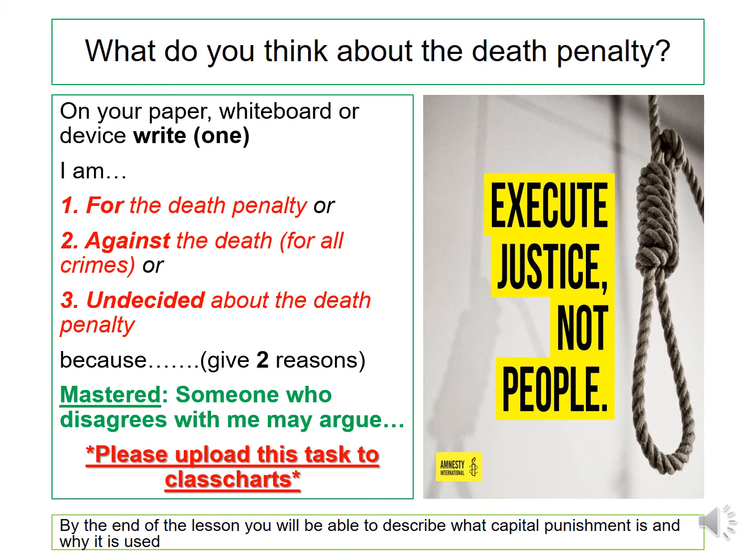So on your paper, whiteboard or device, you are going to follow the correct sentence starter for your opinion. So for example, if I am for the death penalty, I'm going to write down, I am for the death penalty, and give you 2 reasons why. Your master task is to write down why someone might disagree with your opinion. Once you have completed this, can you please upload this task to class charts?